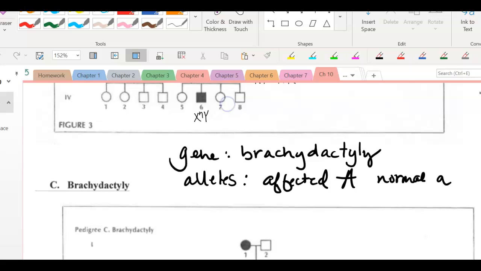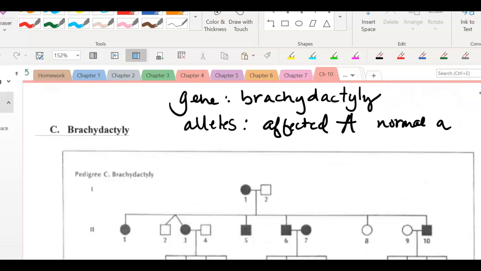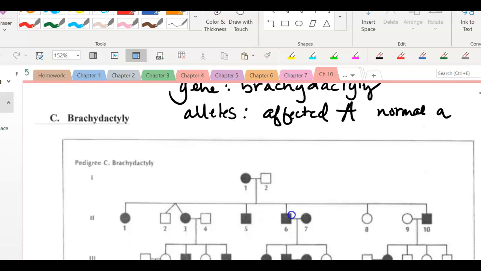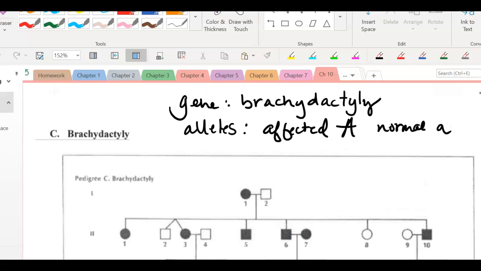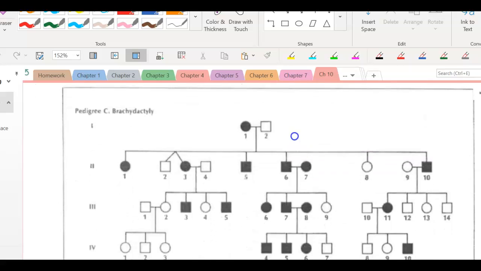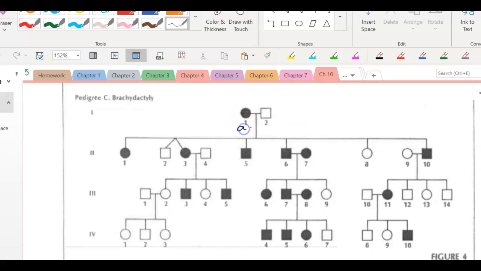All right, this last one is super unique. It is a dominant disease. And so in order to be normal, so brachydactyly, these are people with unusually short fingers. To be normal, you have to be little a. And so I know that I'm normal.